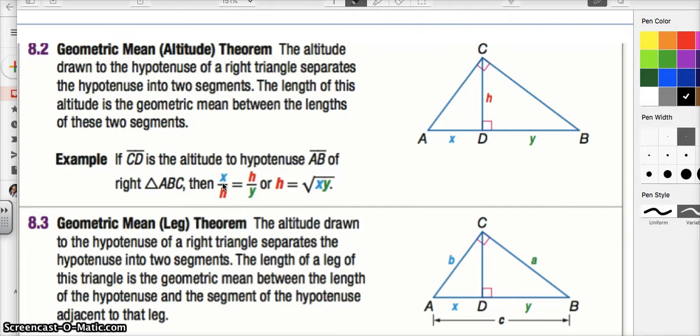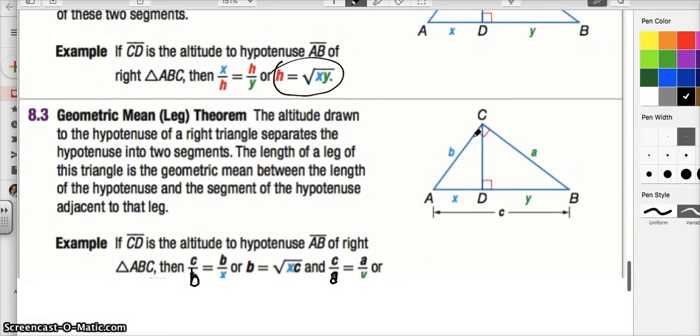So I'm saying a lot of things. Let's look at the picture. X and Y and H have this relationship. Therefore, H, this altitude, is the geometric mean of X and Y. So you can find a lot of information from this. And of course, we will give you the opportunity to do so soon.